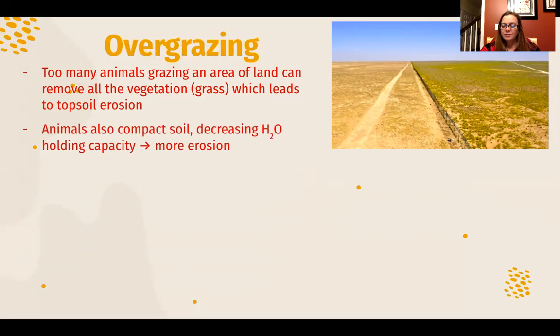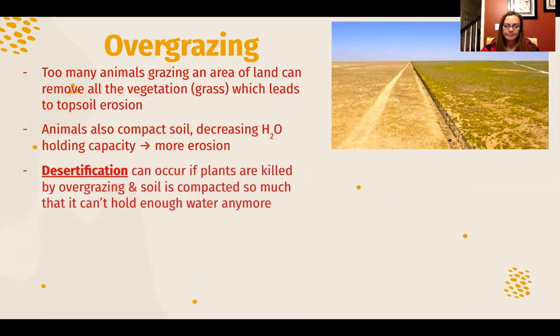If the animals are kept in a smaller area for grazing, they can also, by repeated stepping and trotting on the ground, compact the soil. And we know that when soil is compacted, that decreases its water holding capacity, which also can cause more erosion and also decreases its ability to hold on to nutrients. If plants are killed by overgrazing and the soil is compacted so much that it can't hold the water anymore, we can actually wind up with desertification, which is where arable land becomes like a desert and is not able to grow crops anymore.